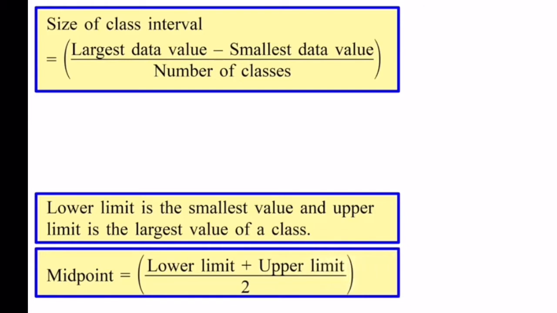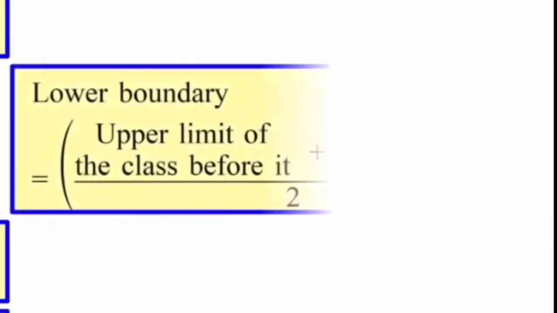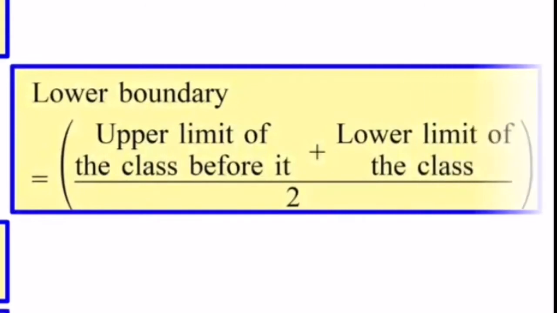So how to find the size of class interval? You identify the largest data value, then you minus the smallest data value, and then you see how many classes you want to form. You divide. So what is the lower boundary?